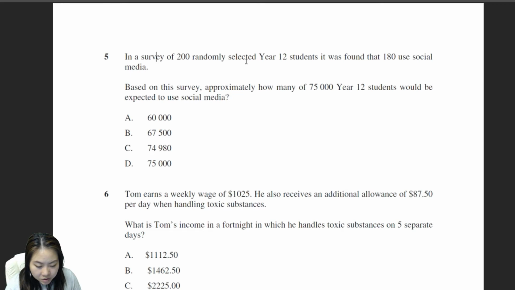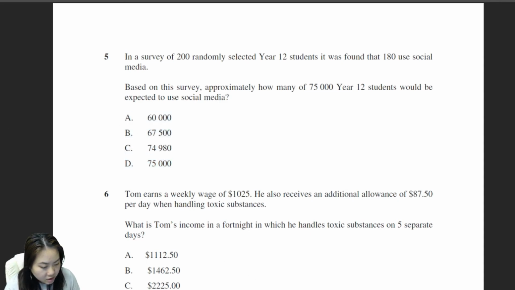Number 5. In a survey of 200 randomly selected Year 12 students, it was found that 180 use social media. Based on this survey, approximately how many of the 75,000 Year 12 students would be expected to use social media? A lot of students, so 180 students out of the 200 students use social media. So quite a lot of them use social media, but not all. So already I can eliminate D because it can't be 75,000. It can't be all of the students using social media. So that's out already. So now we have 1 in 3 chances.